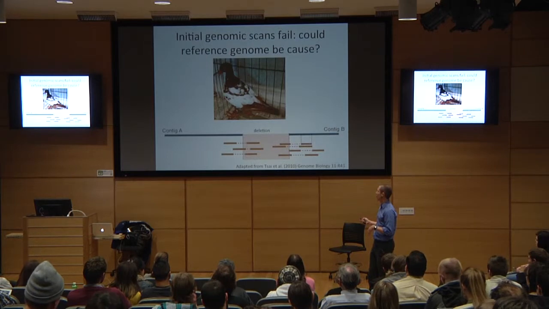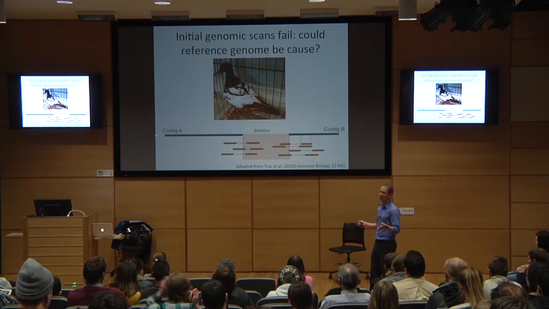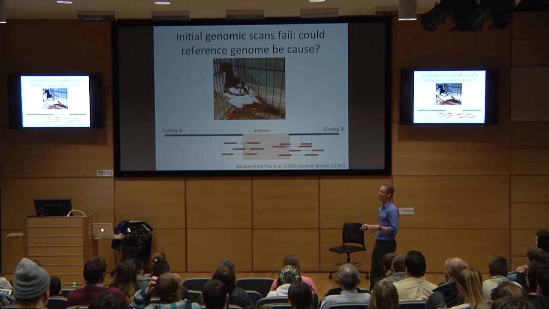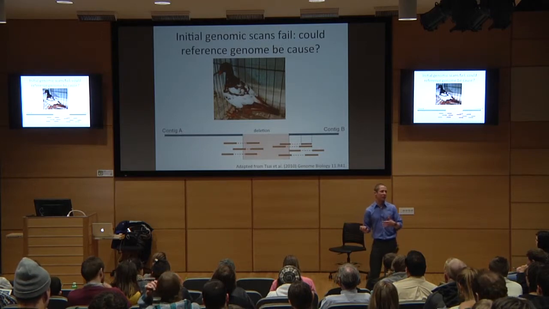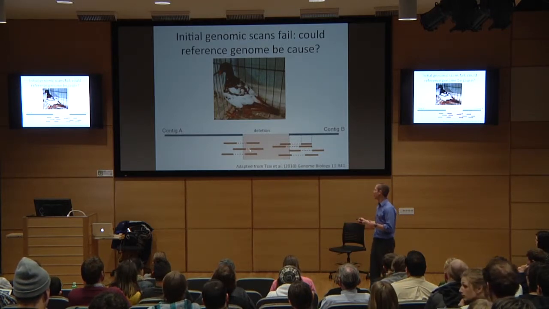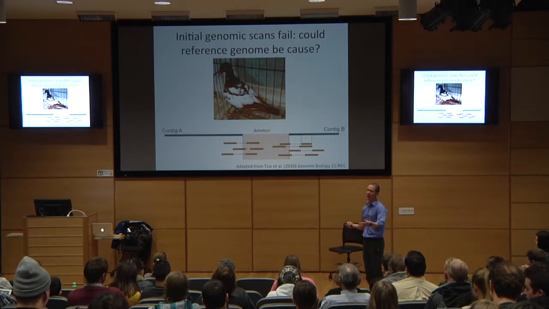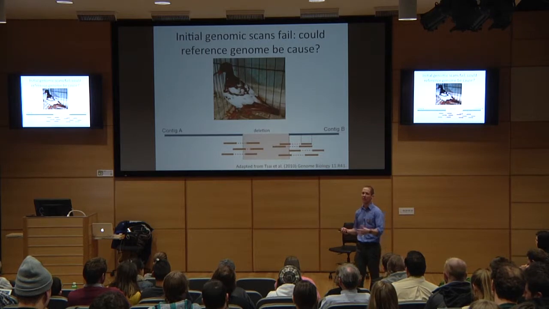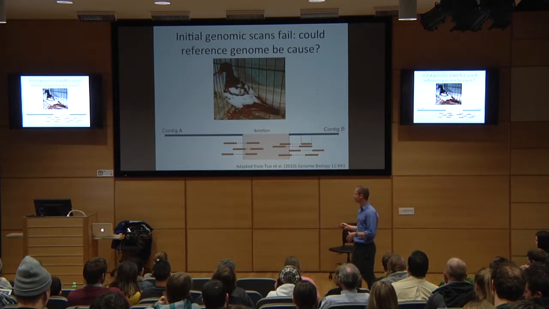If this bird that is our reference genome has a deletion in it, when we compare all of our other genomes to it, where that deletion is, these sequences don't have anything to match. And those are going to be discarded as we go through our quality control pipeline. So that might cause us to miss something that we should see.